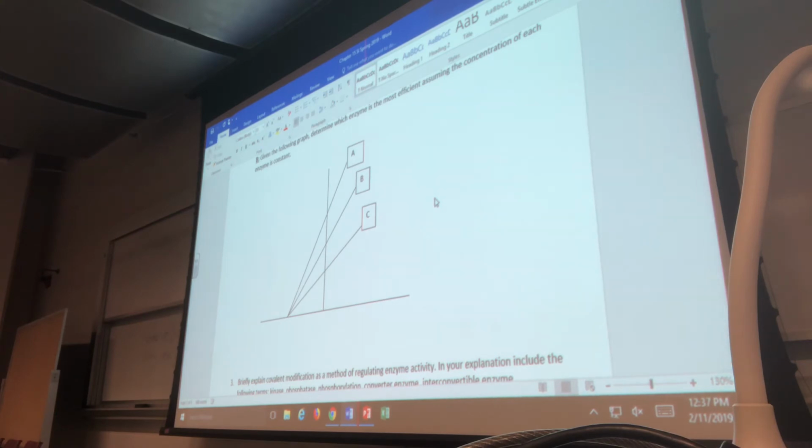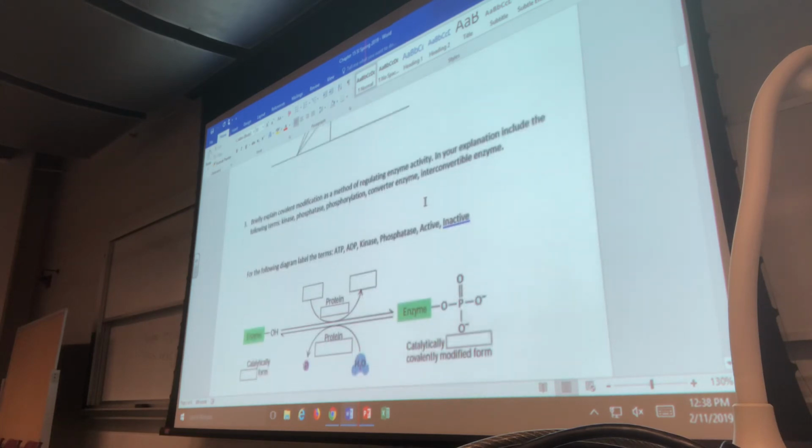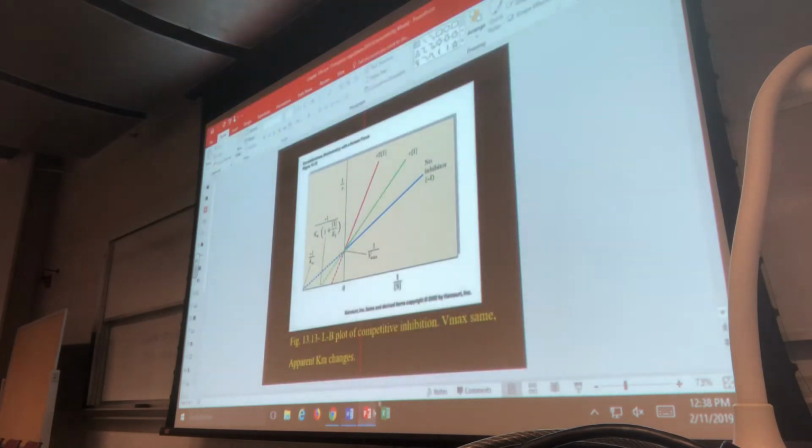Okay? So efficiency, again, is just you look for the flattest line in whatever example is given. And in terms of inhibitors, you look at what's going on with the two most important variables, Vmax and Km, to figure out which type of inhibition you have. All right. Now, I'm going to go back to the PowerPoint and get to the more complicated stuff now.